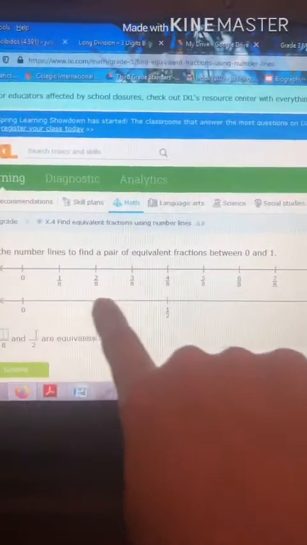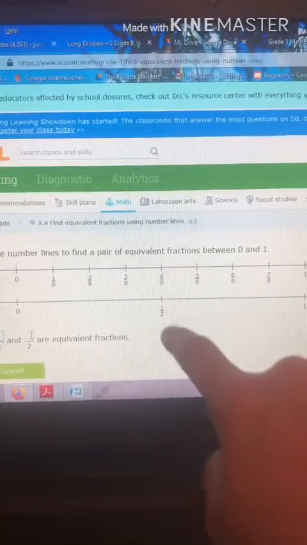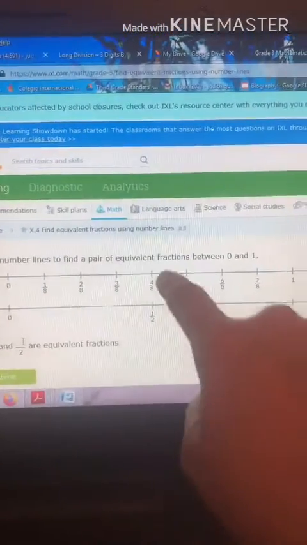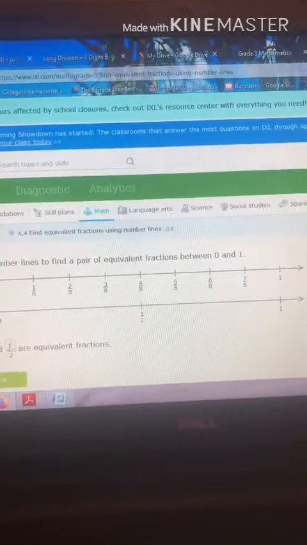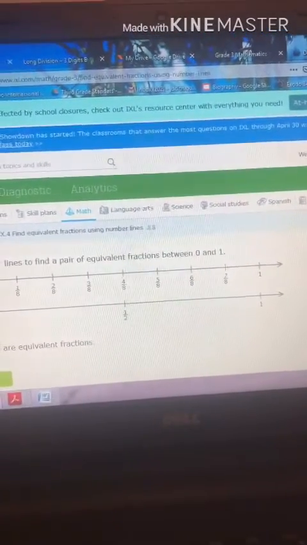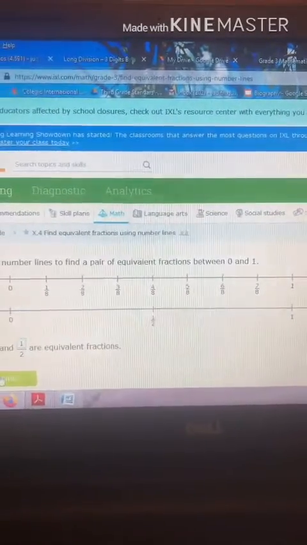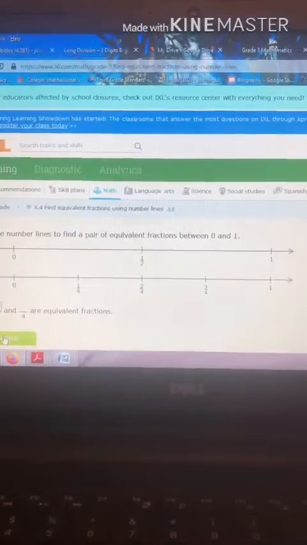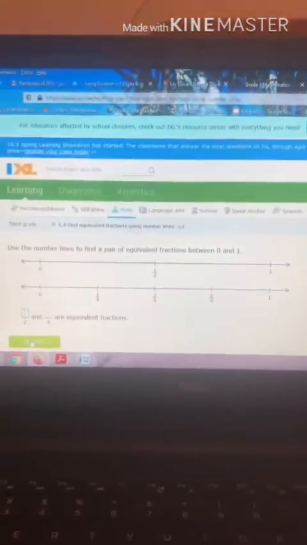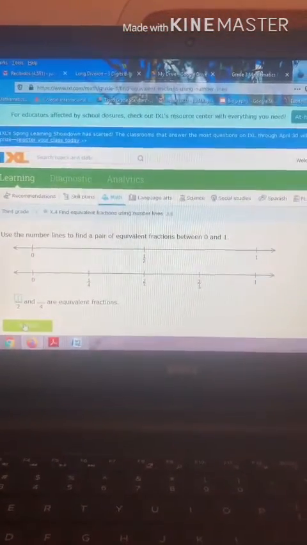Let's look for where is the same place for the two number lines right here. So it's telling me that 4/8 is the same as 1/2, and then we click submit. You have to basically continue looking for the fractions that are in the same place on the number line. And that's pretty much it for this first IXL that you have to do today.